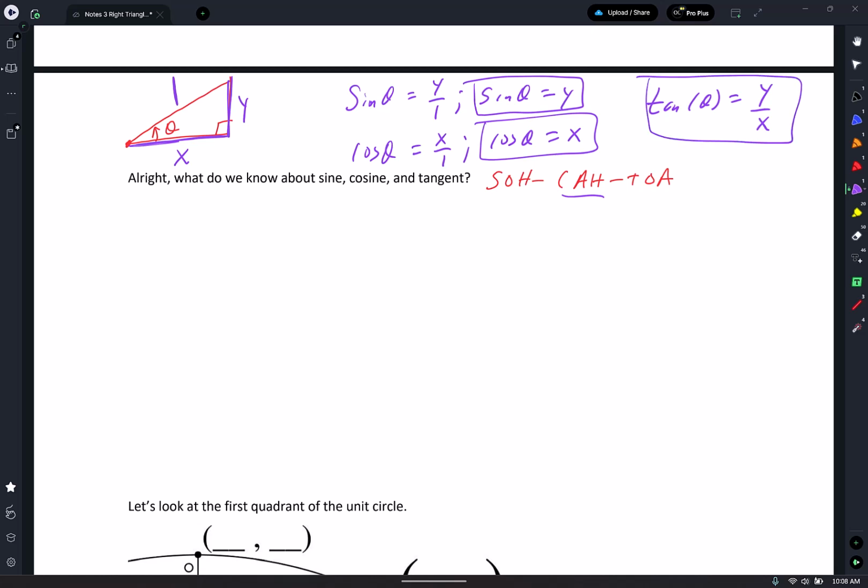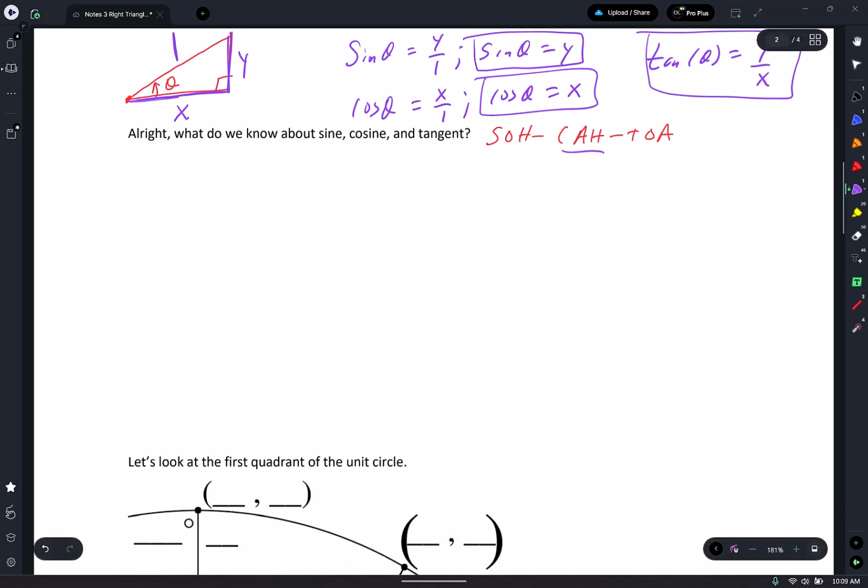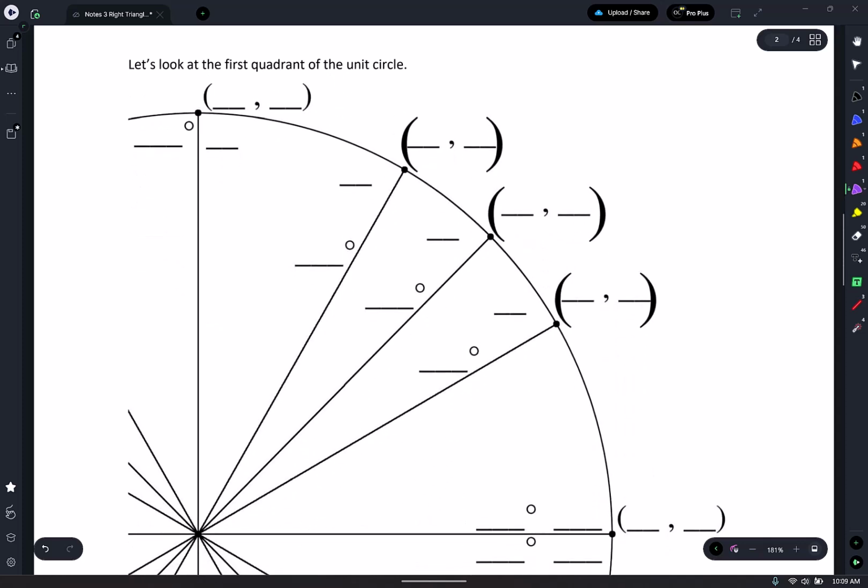Why did you leave all this blank space? Because I'm going to need it. All right, go to the unit circle.